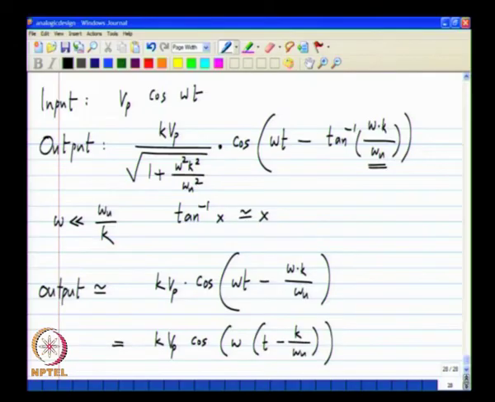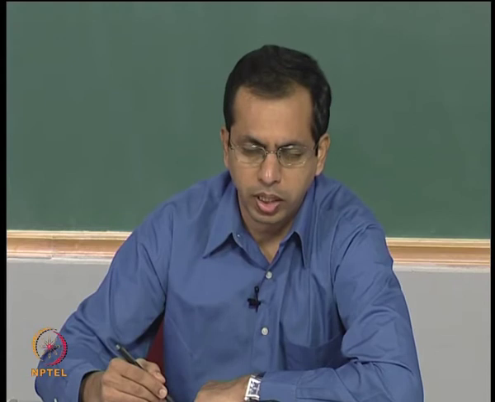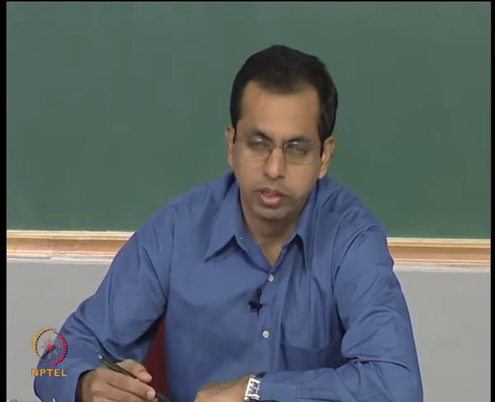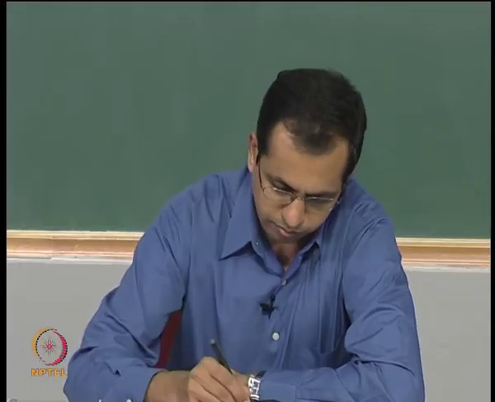Basically you get an output sinusoid whose amplitude is kVp, and you get a delay of k by omega u. Here you see that instead of omega t, the output has omega times t minus k by omega u. So, this is simply like delaying the sinusoid by a time equal to k by omega u. You also recall that this is the time constant of the system, k by omega u.